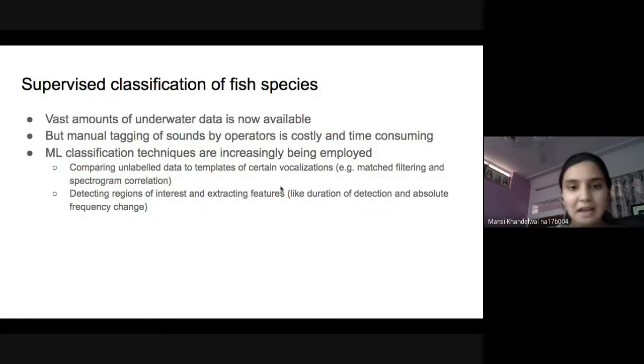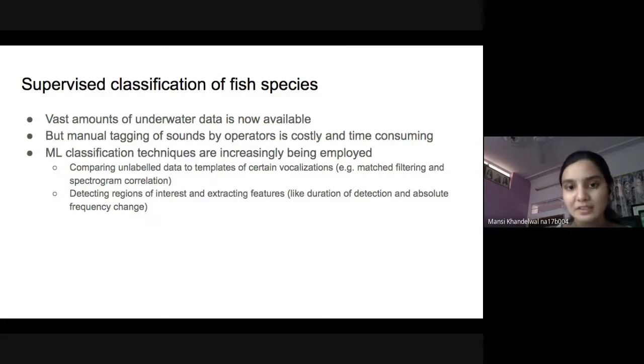So most of the classification that has been done till now is based on supervised classification techniques, and it also makes sense because if you want to classify which species this particular sound belongs to, you need to understand the biological behavior of these fishes, or what is the maximum frequency range that they'll produce sound for, right? So that's why supervised classification techniques are more popular in classifying these fish species.